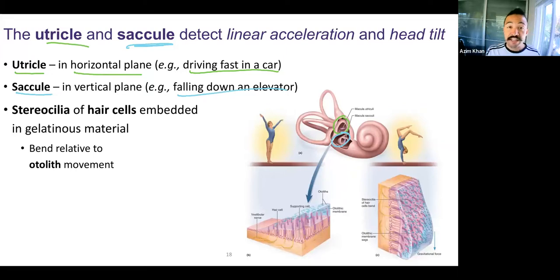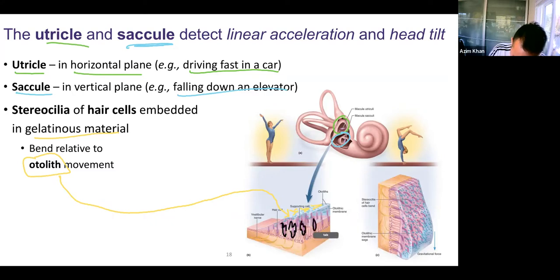There's a slight difference in how these hair cells are activated. These hair cells are also embedded in a gelatinous material, and within this gelatinous material you have these things called otoliths. They're represented here in this very light blue stuff. I know it's small, but you can see hair cells all around here. Otoliths sit on top of the hair cells.